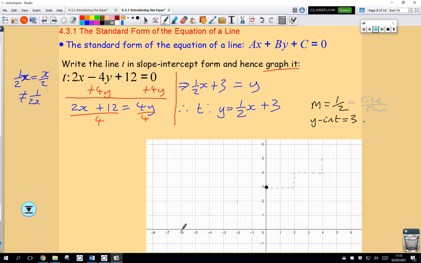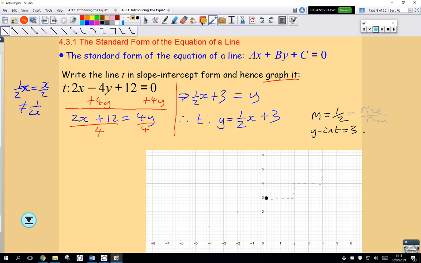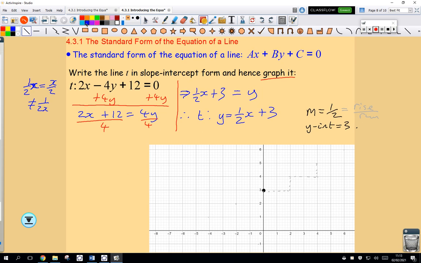Okay, so if I go to graph that line now, I need a ruler or a straight edge of some description. So just going through all those points. There they are, all those points that I've picked out. Be really accurate there. Okay.